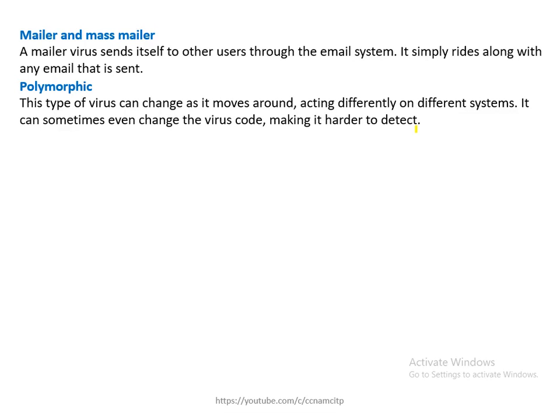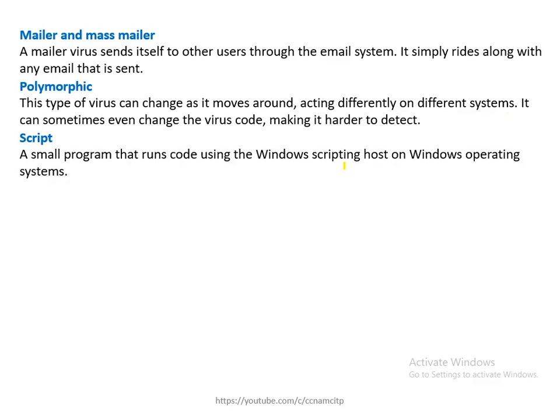The next virus is polymorphic. This kind of virus can change as it moves around, acting differently on different systems. It can sometimes even change the virus code, making it harder to detect. So this is one of the hardest viruses we have in technology to detect and work with.